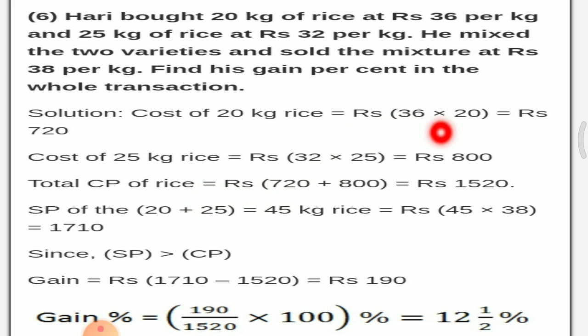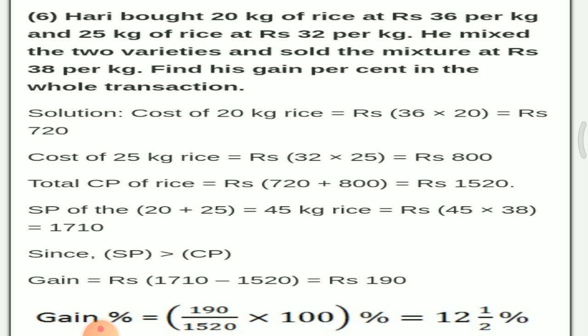CP of rice, 720 and 800 is equal to 1520 rupees, and SP is equal to 20 plus 25, 45 kg rice. So 45 multiple 38 is equal to 1710. SP is greater than CP, so gain is equal to 1710 minus 1520 is equal to 190 rupees. Okay, gain percent is equal to 190 by 1520 multiple 100%. When you will class it, so your answer will be 12 whole 1 by 2%.